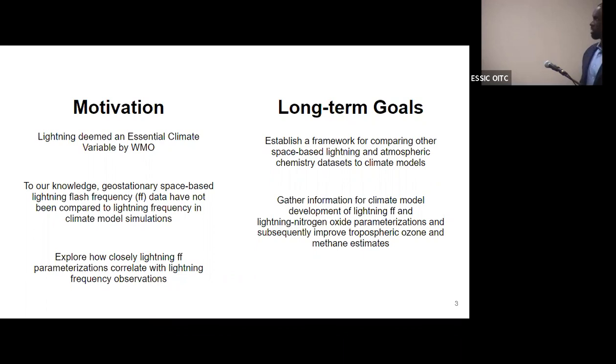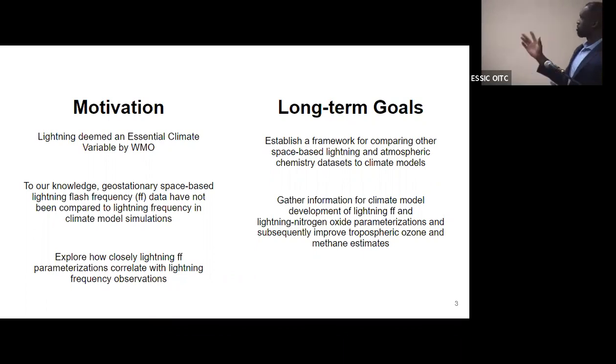WMO has deemed lightning an essential climate variable. And so since we have this novel geostationary space-based data set, we wanted to compare that to lightning frequency within climate model simulations. That hasn't been done, at least the geostationary data has not been done to our knowledge. And then from there, we want to see how well model and OBS correlate.